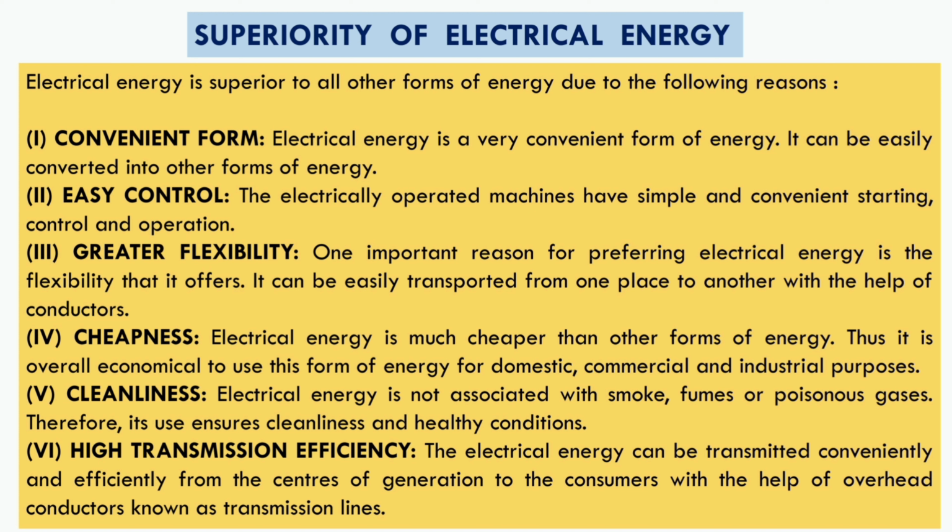Easy control. Electrically operated machines have simple and convenient starting, control, and operation. For example, an electric motor can be started or stopped by switching on or off, and its speed can be conveniently controlled over a wider range with simple arrangements.